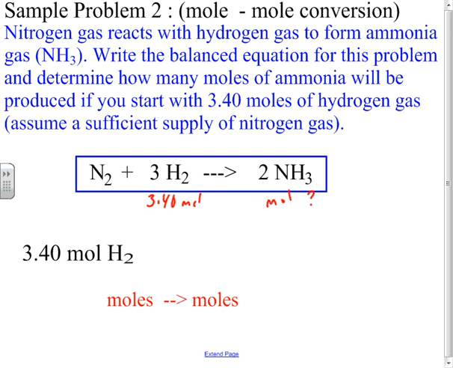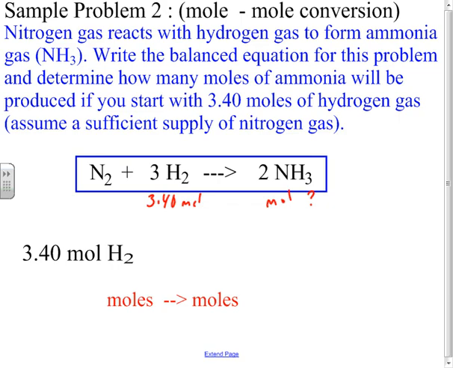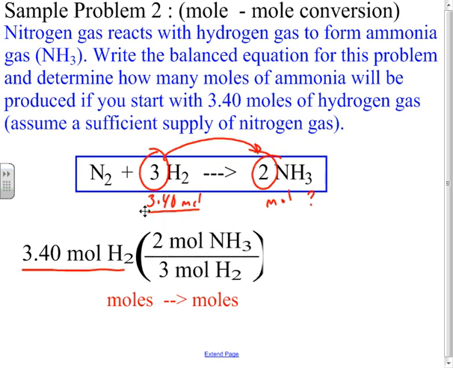And again, in the stoichiometry diagram, we are just going from moles of known to moles of unknown, so one step. And again, the mathematical relationship for that comes from the balanced chemical reaction. So we always write down the known. We're given 3.40 moles of hydrogen gas. Note from the balanced reaction, there's 2 moles of ammonia for every 3 moles of hydrogen. So we're going from moles of hydrogen to moles of ammonia. So we want to put moles of ammonia on top and moles of hydrogen on bottom. That way the moles of hydrogen cancel, and that calculates out to be 2.27 moles of ammonia.